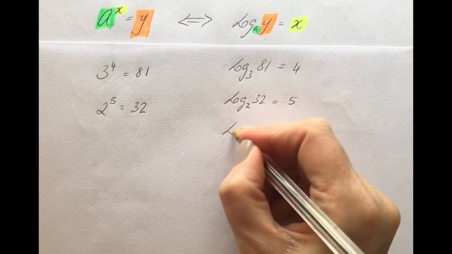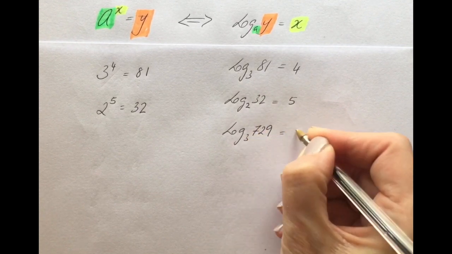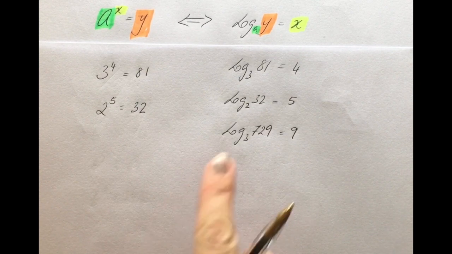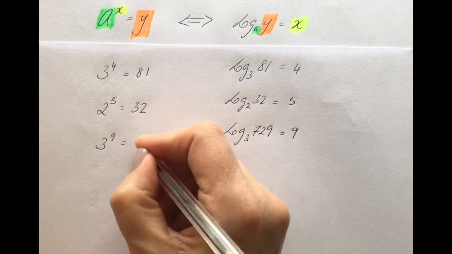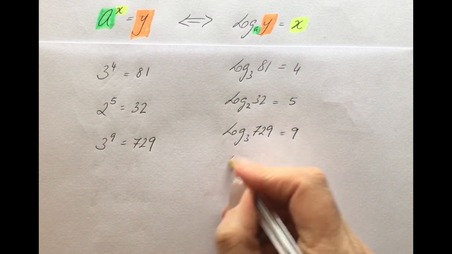Try this one. Try log of 729 in the base 3 is equal to 9. Pause the video. Okay, so again, the base is 3. 3 to the power of 9 is equal to 729.